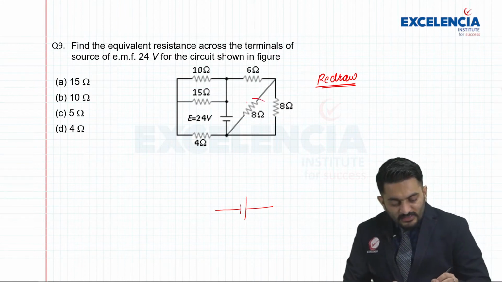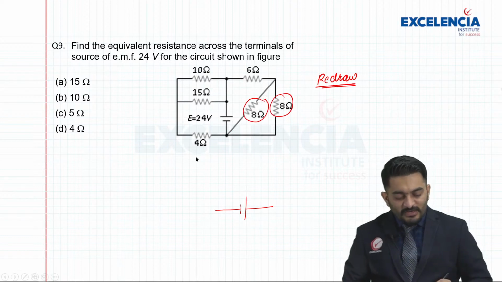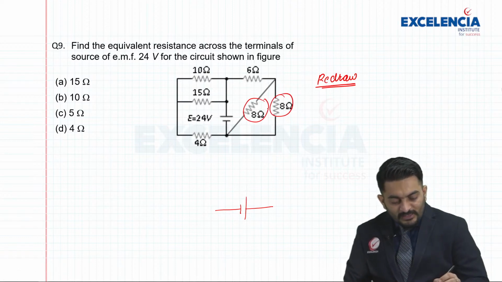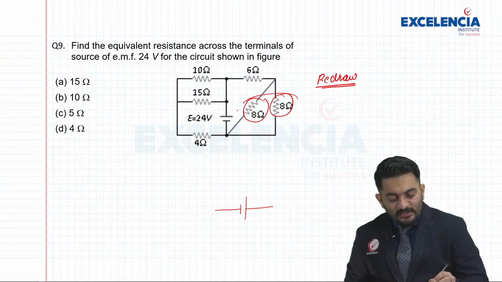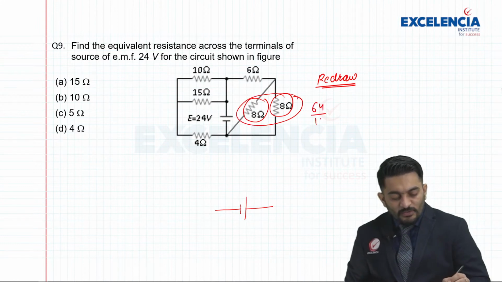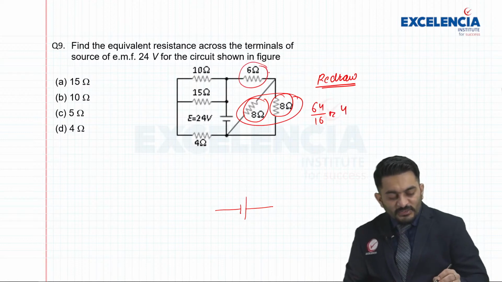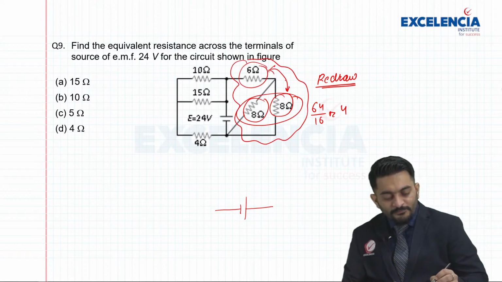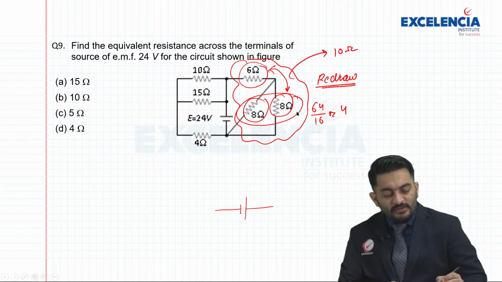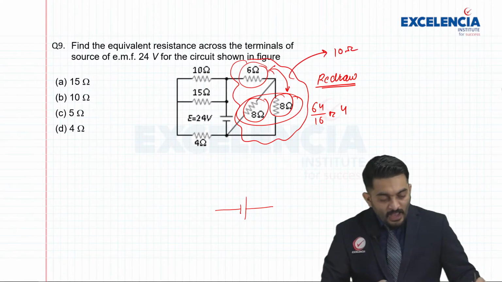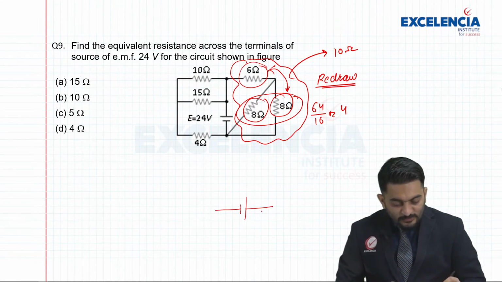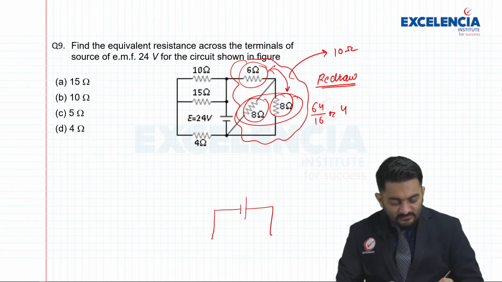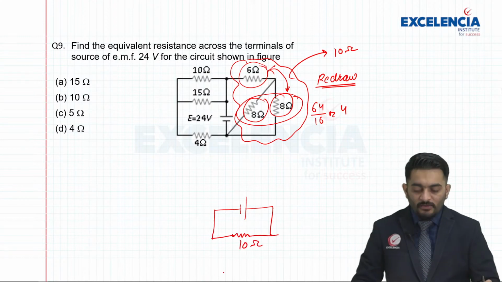Now when I see from the terminal, this 8 ohm and 8 ohm look parallel to me. So I can make that 8 and 8 in parallel, that means 64 by 16, which will give you 4 ohm, and this 6 ohm is in series with this connection. So this entire part over here, if you calculate, you get a resistance of 10 ohm. So let's simplify it and write it down in this way.